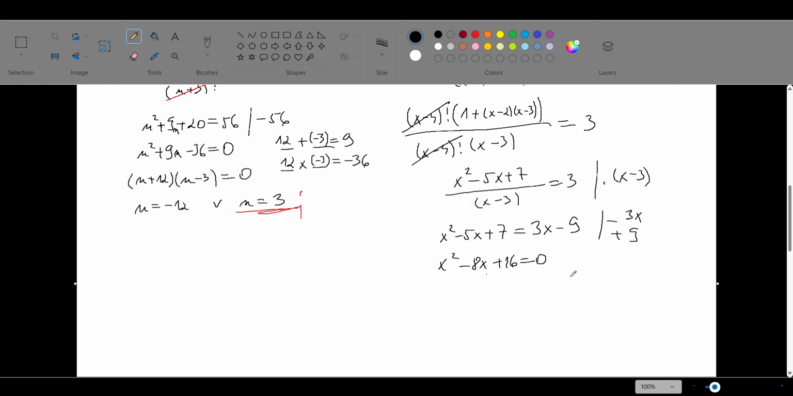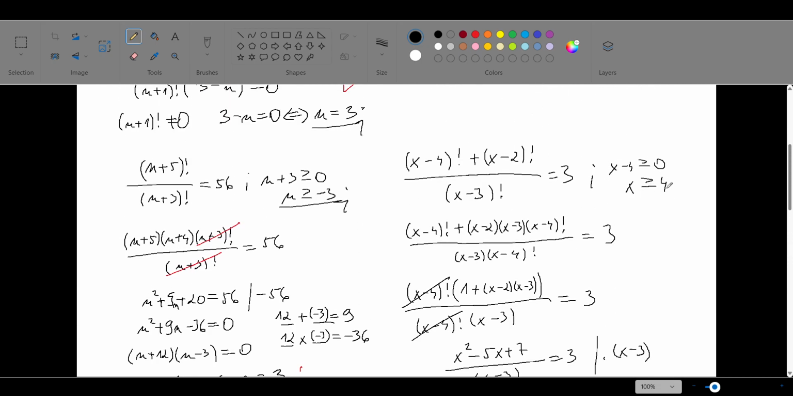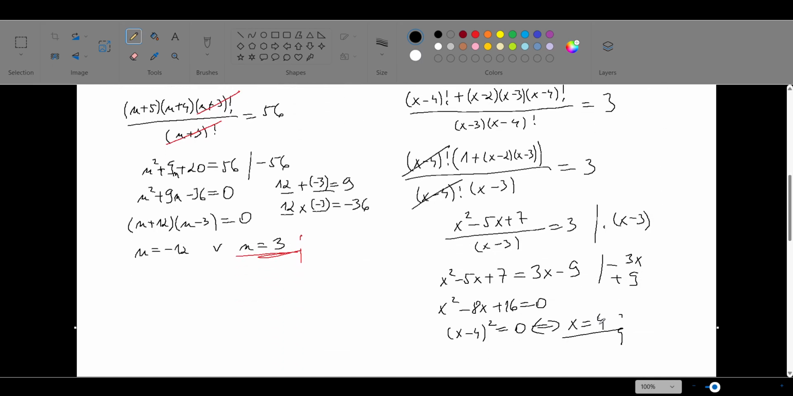And I'm pretty sure you can see that this is a very well known expression or formula which can be simplified or written like (x minus 4) squared is equal to 0, and this is true if and only if x is equal to 4. You have to check this result with the conditions. X must be greater or equal to 4, which is true.